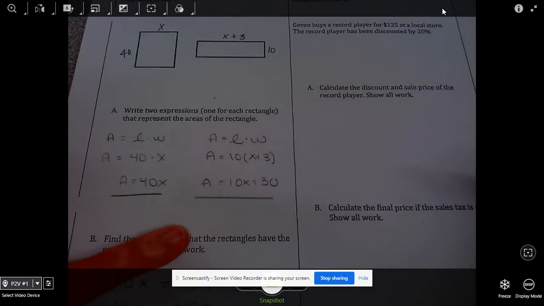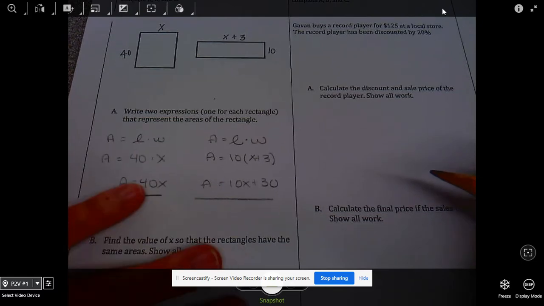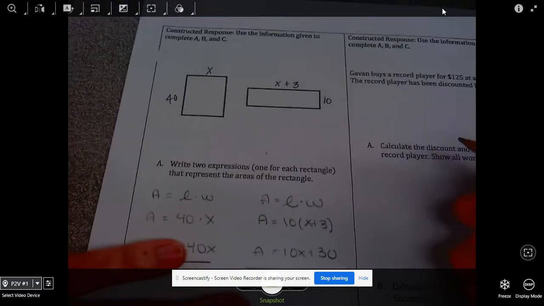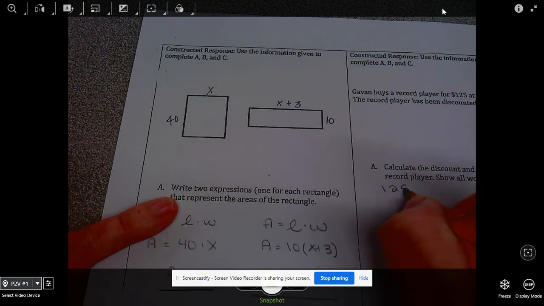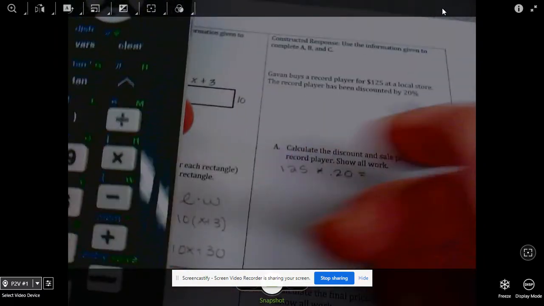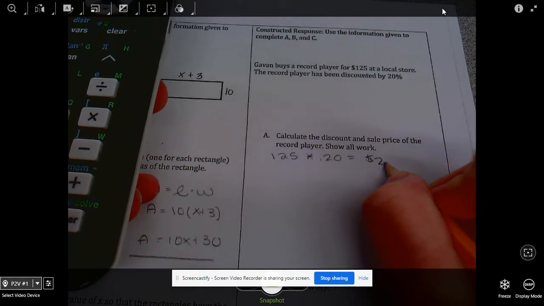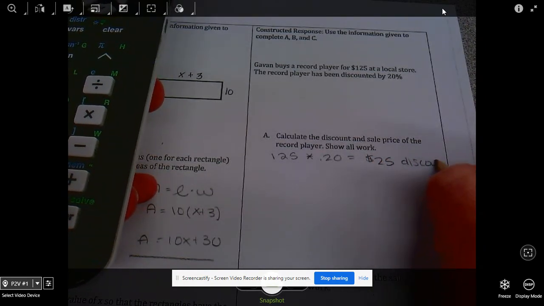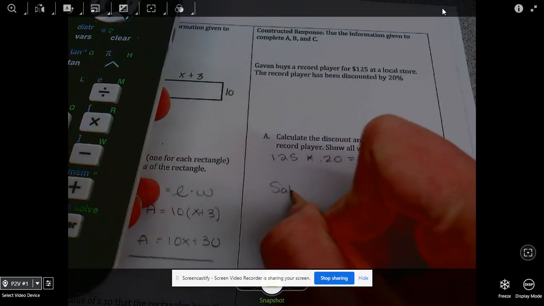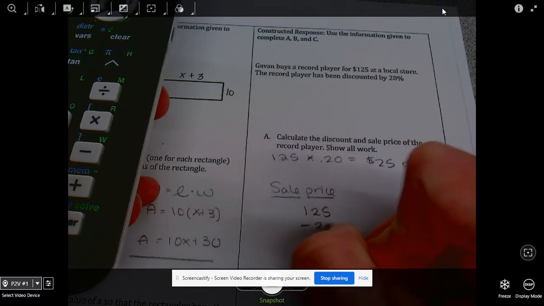Here it says Gavin buys a record player for $125 at a local store. The record player has been discounted by 20%. Calculate the discount and sale price. Show work. All right. So we're going to multiply the $125 by 0.2, and that's the discount. It's not the sale price. You're going to get 25. So that is the discount. The sale price is $125 minus the 25. So it would be $100.